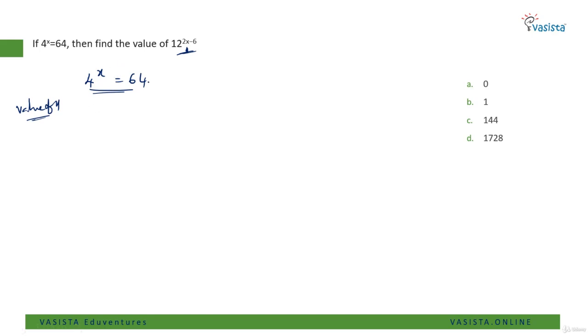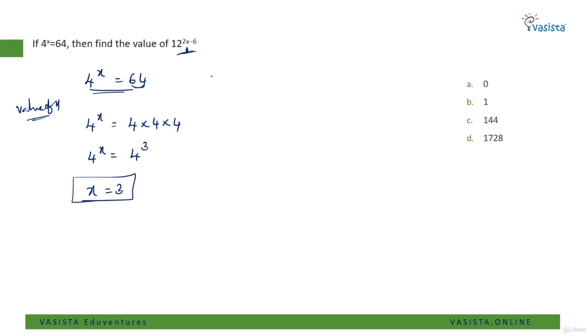4 to the power of x is equal to 64. So now, 4 to the power of x, this also we need to write in terms of 4 to the power of something, right? So let us check out here. This can be rewritten: 4 into 4 is 16, 16 into 4 is 64. So 4 to the power of x is equal to 4 to the power of 3, right? As the base is same, so x is equal to 3. So we found the value of x is equal to 3.